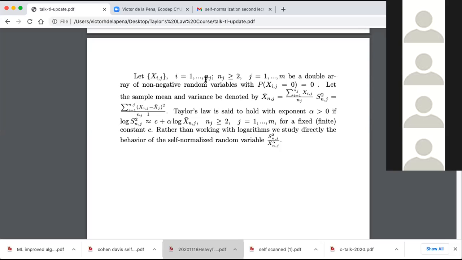So we have a sequence of a double array of non-negative variables, where for each j, we have IID variables. The sample mean for a fixed j is given by this, and the sample variance is the sum of x_ij squared minus x bar squared over n_j minus 1. Now, Taylor's law is said to hold if the log of S_nj is approximately a constant times, in the example that I presented before, it was b instead of alpha, a constant times b times the log of x bar_nj, for a fixed finite constant c.